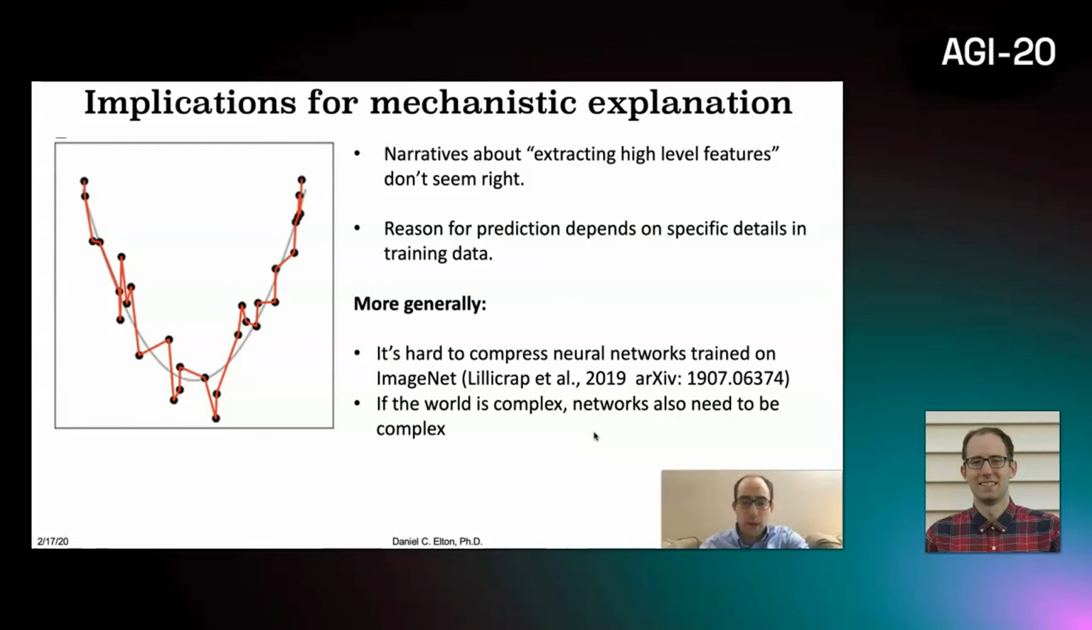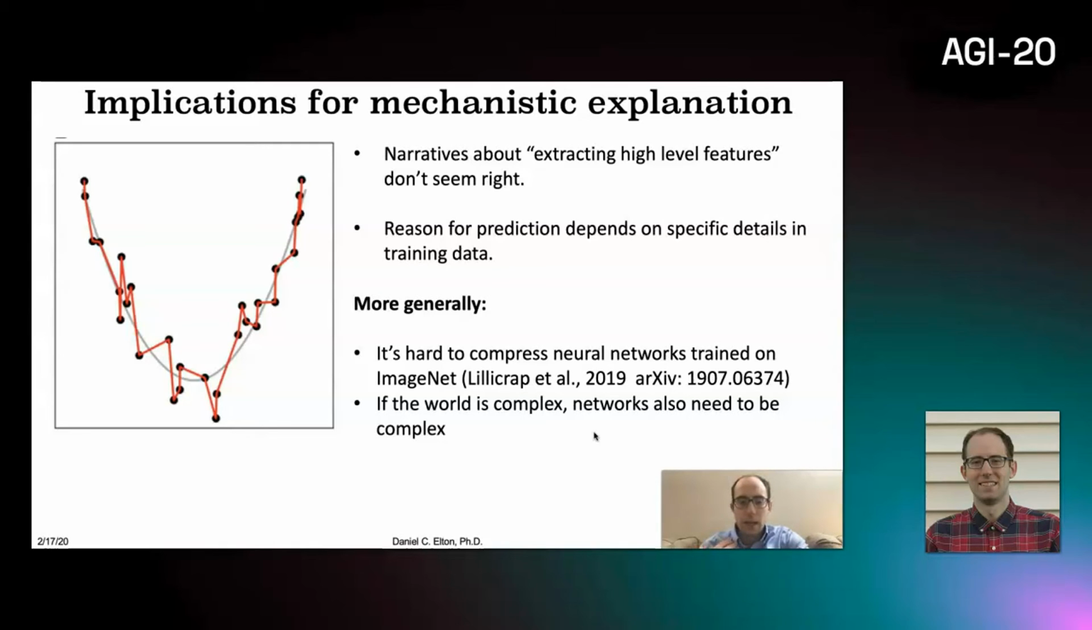And what I argue in the paper is that a lot of the narratives that we have about deep neural networks don't seem correct in light of this. So the idea that the deep neural networks are extracting these high-level features and then making predictions and classifications based on those doesn't seem right. It seems like really what they're doing is just brute force interpolation.